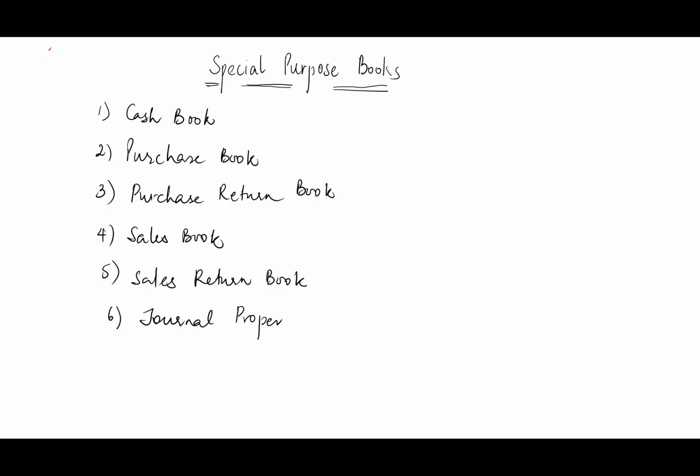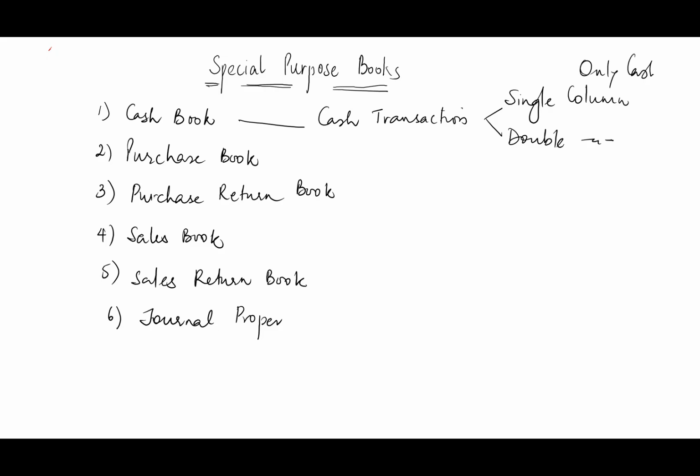Cash book is exclusively to record your cash transactions. Now cash books are of two kinds: single column cash book and double column cash book. Single column has only cash transactions, whereas double column has cash plus bank transactions recorded in it.